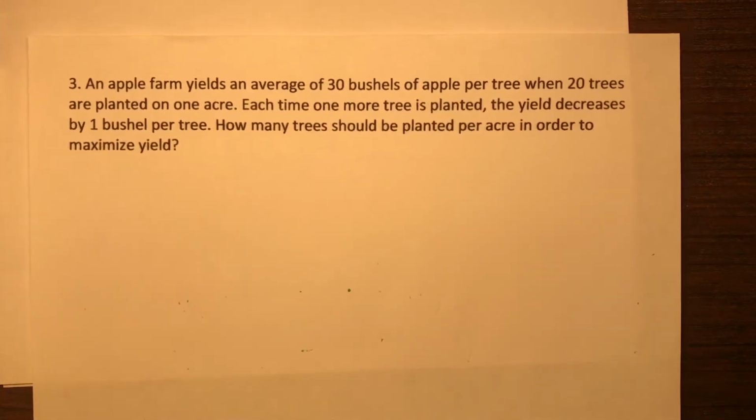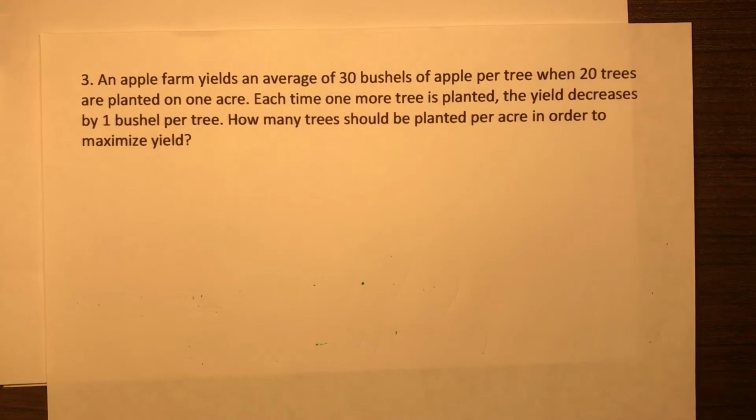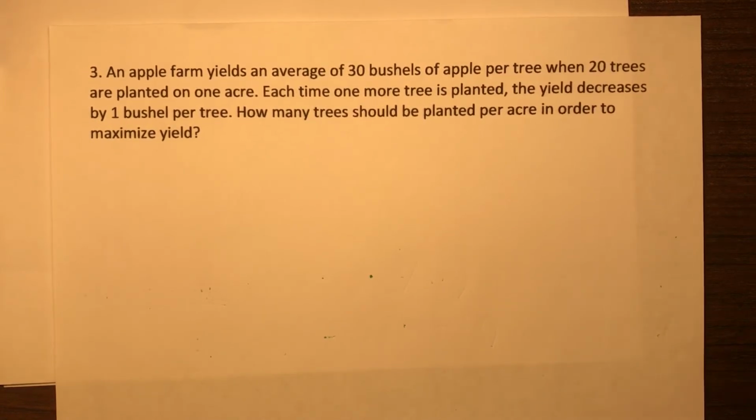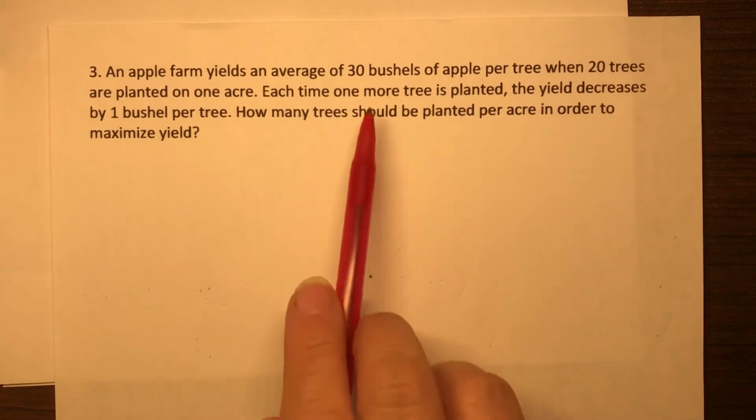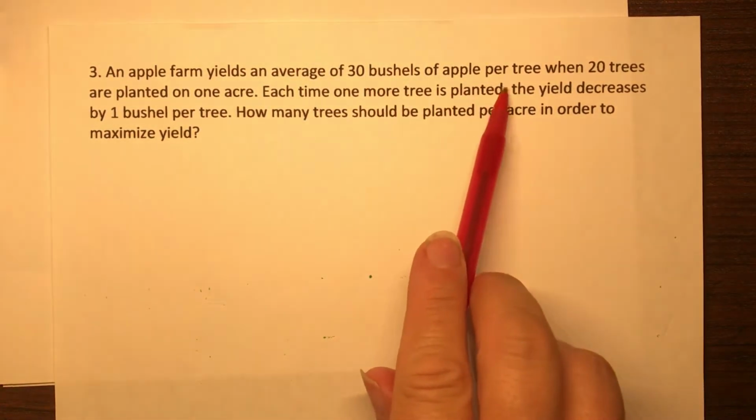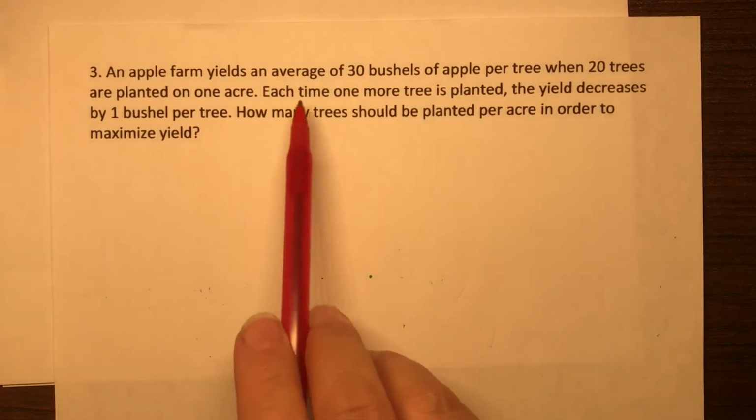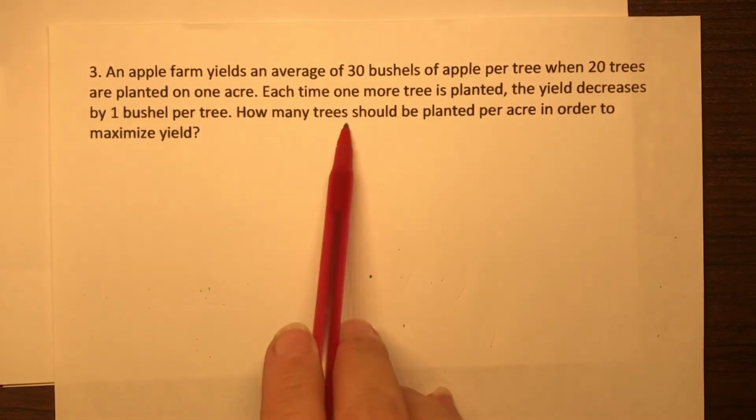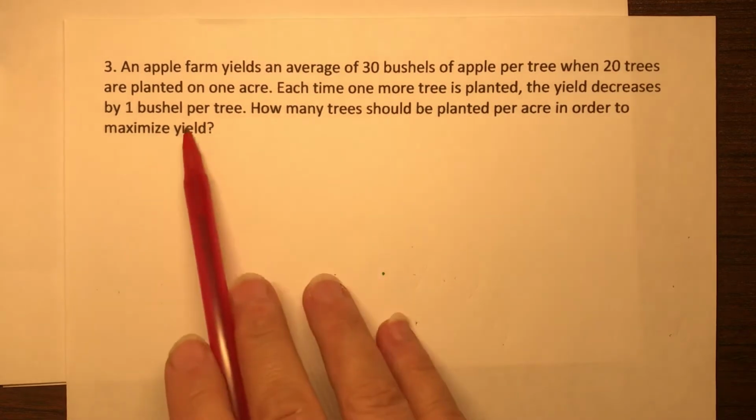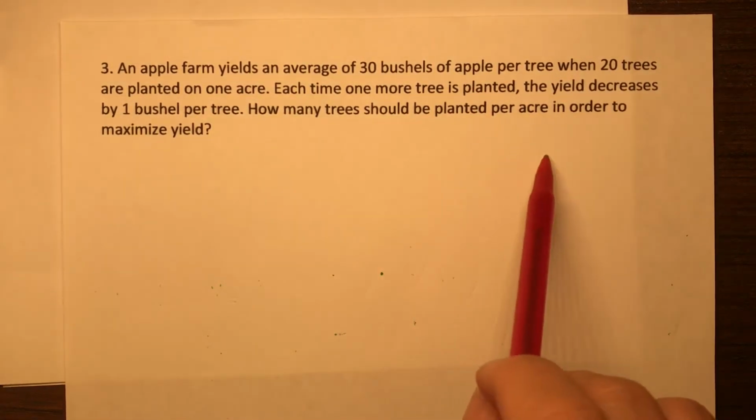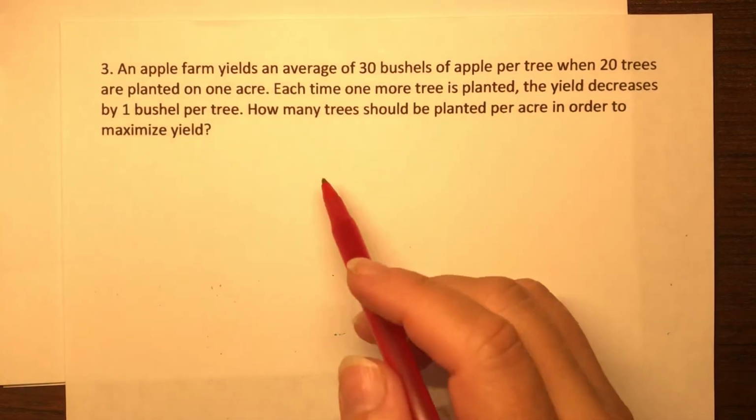Okay, so we got 2 more problems. So it says, an apple farm yields an average of 30 bushels of apple per tree when 20 trees are planted on 1 acre. Each time 1 more tree is planted, the yield decreases by 1 bushel per tree. How many trees should be planted per acre in order to maximize the yield?